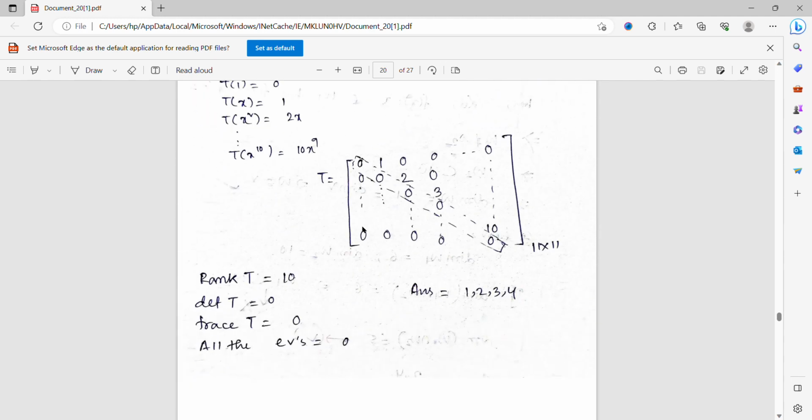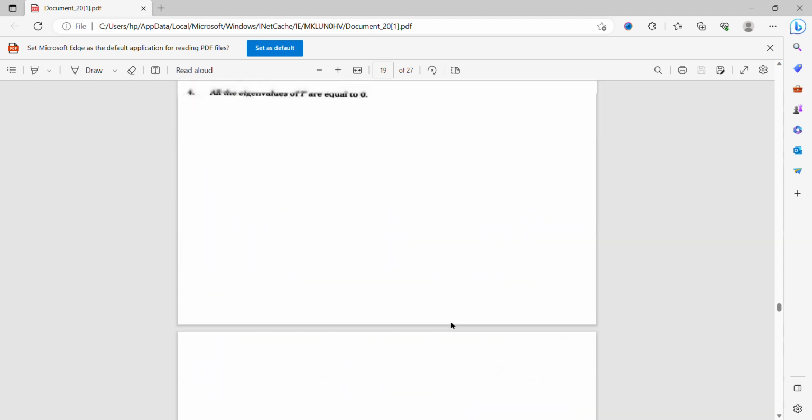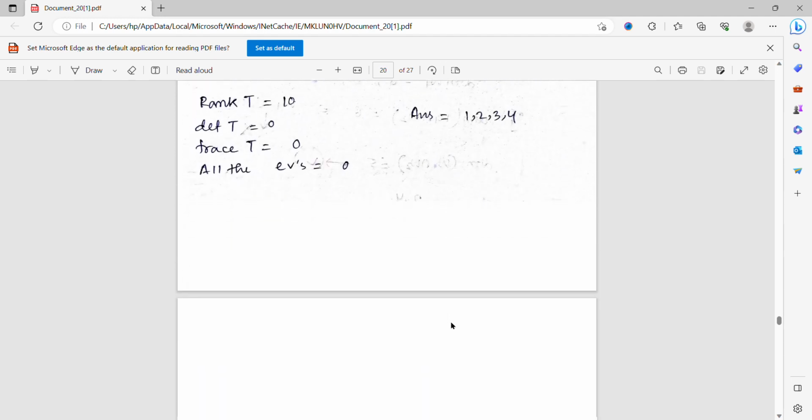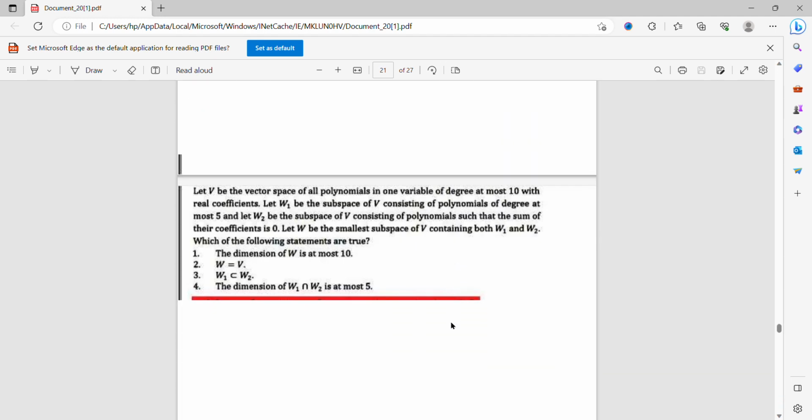Now rank of T is equal to 10. Here you can easily observe that rank of T is 10. Only the last row is a completely 0 row. So it is obvious. So 1, 2, 3, 4: all the 4 options are correct here. It's an MSQ problem. So it's a simple problem, but nice. I'll come to the next one. This is also a very interesting and very important problem.